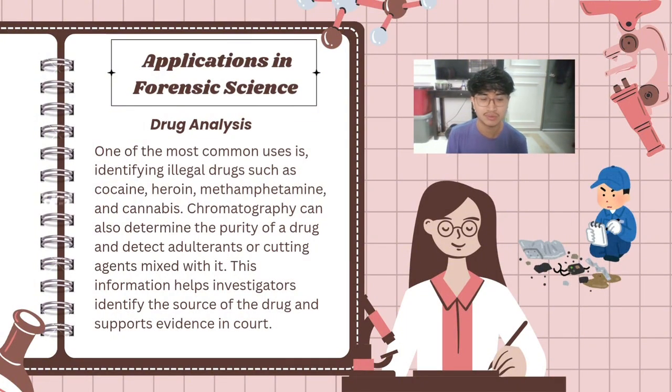One of the most common uses is identifying illegal drugs, such as cocaine, heroin, methamphetamine, and cannabis. Chromatography can also determine the purity of a drug and detect adulterants or cutting agents mixed with it. This information helps investigators identify the source of the drugs and support evidence in court.